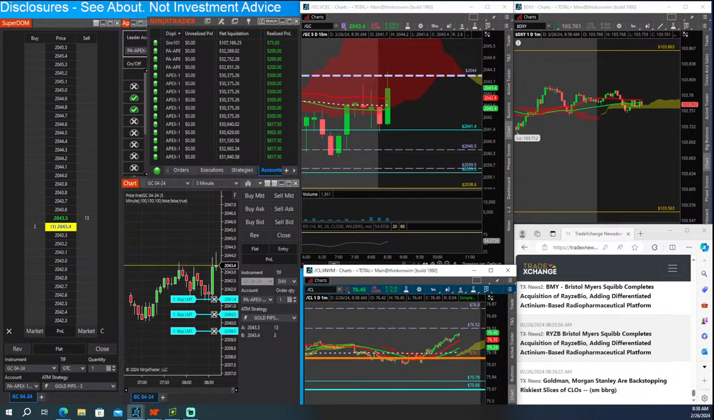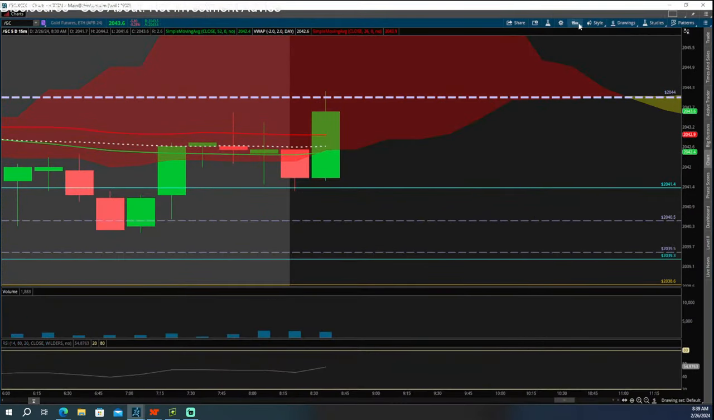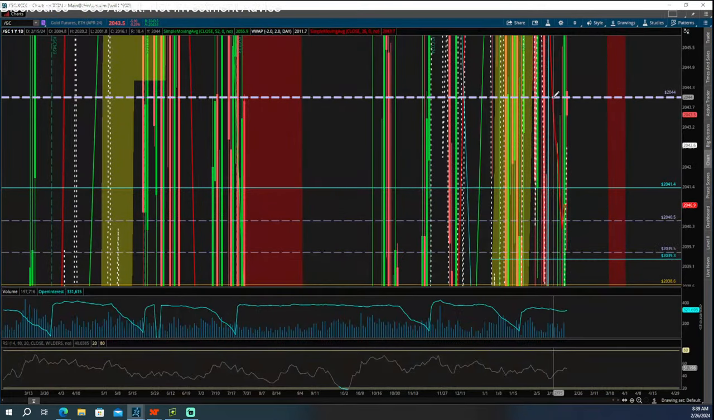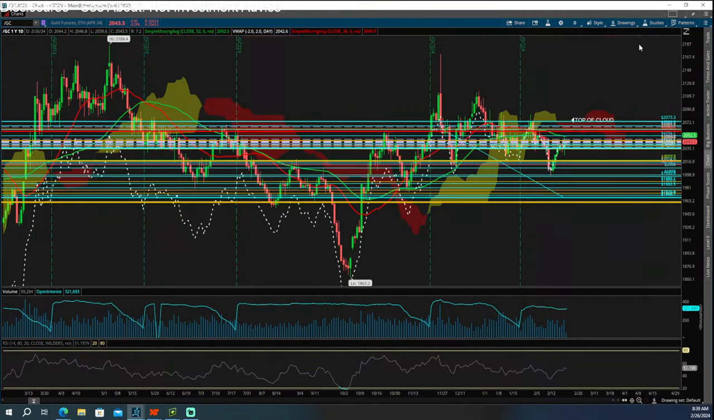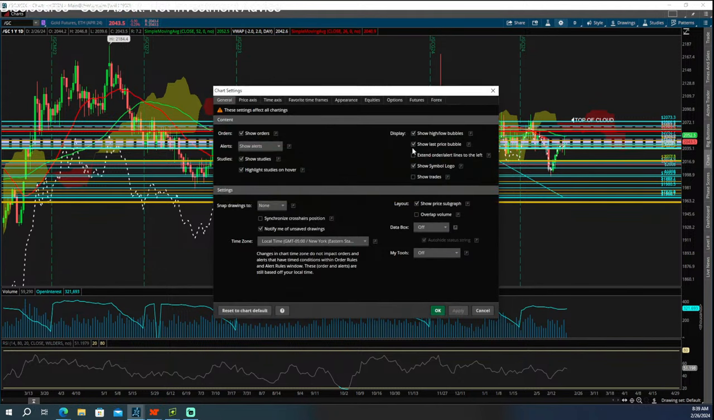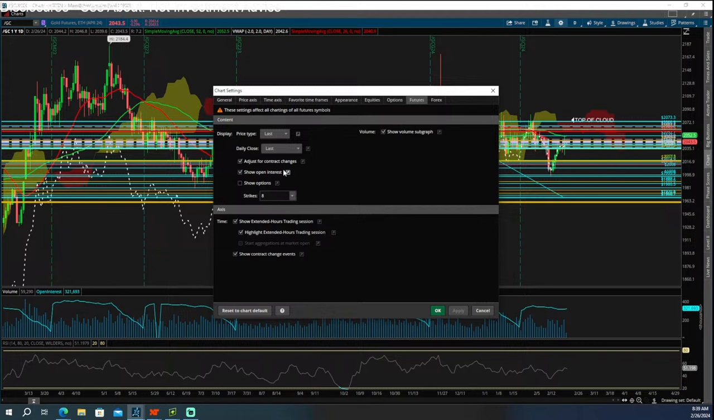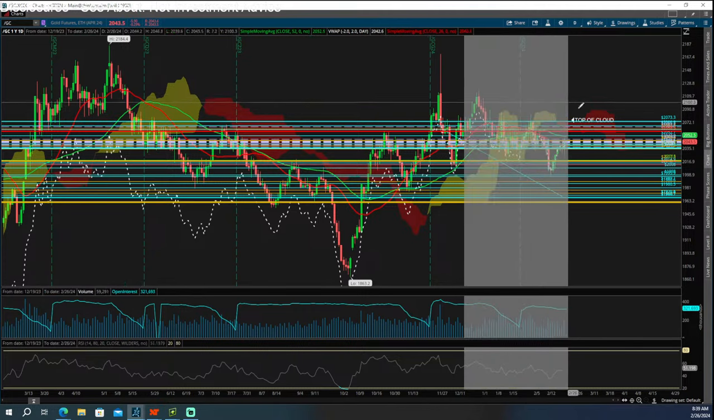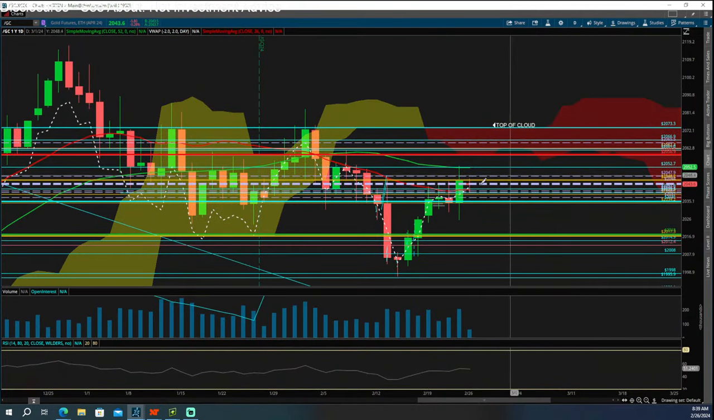2052.7 on the day. Can you show the 2052.7 level on the daily chart? It's going to be hard to see right now because I have so many lines up, but I will try to show you here. So this is the daily chart, 2057. So this is with futures adjust for contract changes. Okay, so this is my daily 2052.7.